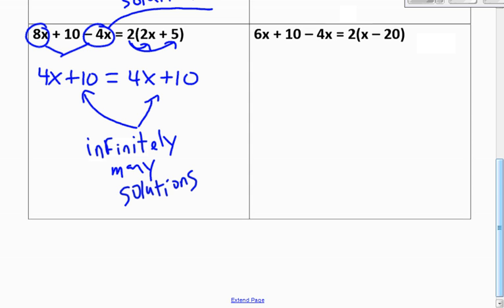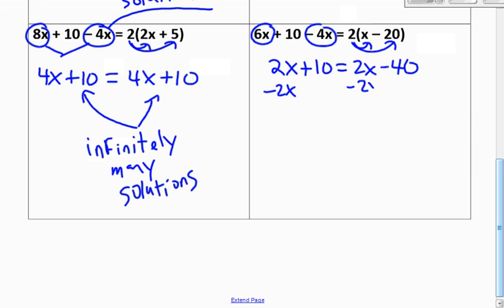Last one, again, I see 3 terms on the left side, so I'm going to just combine the like terms. Remember, you don't use inverse operations because they're on the same side, so 6x minus 4x is 2x plus 10 equals, and here's distributive property, 2x, 2 times negative 20 is negative 40. I get the x's together, minus 2x from both sides. This cancels. 10 does not equal negative 40. This is no solution.